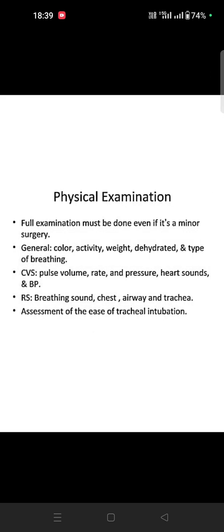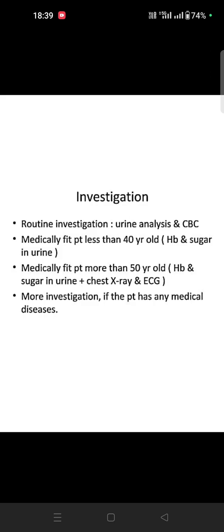Then physical examination. A full physical exam must be done, even for minor surgery. Generally check color, activity, weight, type of breathing, pulse volume, rate, pressure, heart sounds, breath sounds, chest and airway, trachea, tracheal intubation, mouth, cervical spine extension. CNS means cranial nerve examination, peripheral sensory and motor dysfunction. Routine examination: urine analysis, CBC. For glucose we can check urine sugar in diabetic patients. For patients above 50 years, urine sugar, chest X-ray, ECG. Any medical disease we can take.